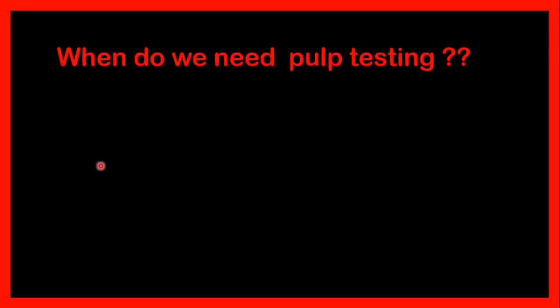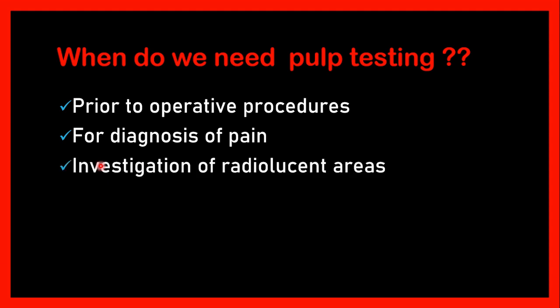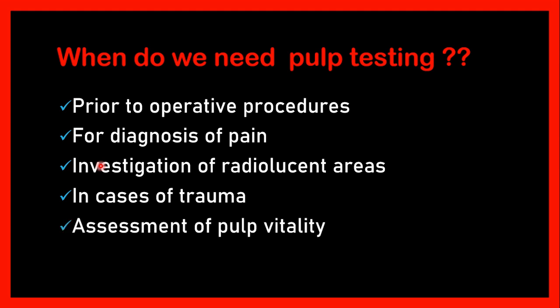So, when do we need pulp testing? What are the key uses of pulp testing in clinical practice? Prior to any operative procedures and also before any orthodontic intervention, as pulpal degeneration can occur without accompanying symptoms. For diagnosis of pain, for investigation of a radiolucent area to check for the differential diagnosis of pulpal pathology, and in cases of trauma, for the assessment of the traumatic teeth and of pulpal vitality.